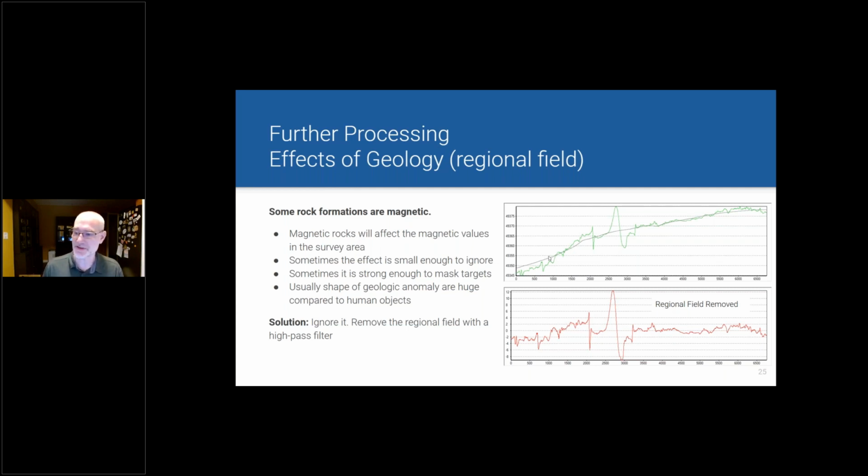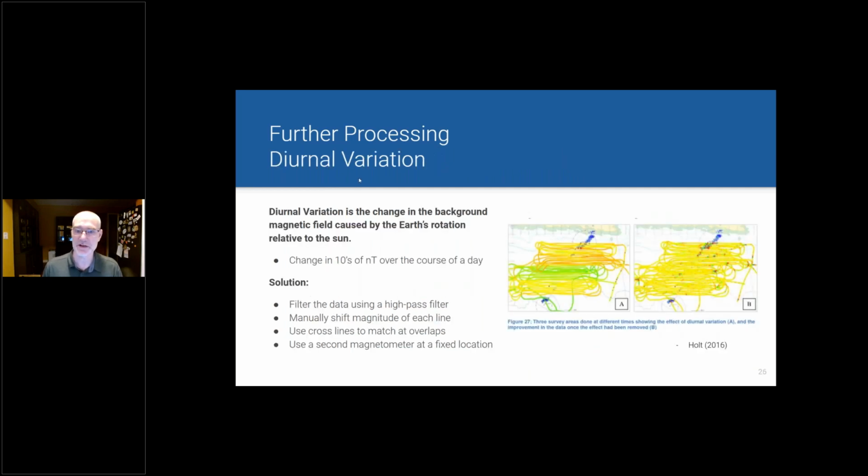In fact, we use this high pass filter technique to remove several things, including diurnal variation. Diurnal variation occurs when the Earth is rotating. The Earth and Sun form a magnetic system, similar to tides, but now we're talking about the magnetosphere. As the Earth rotates underneath that system, you get positive and negative effects on a daily diurnal basis. This can be tens of nanotesla over the course of a day.